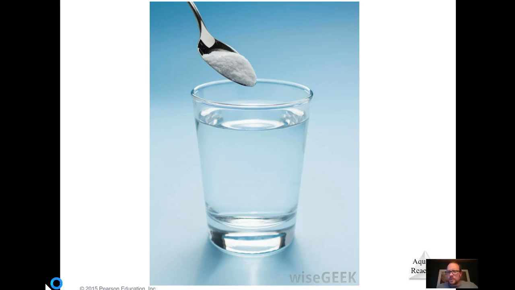All right, so the first thing I have up on the screen here, we have a glass of water and we have a spoon of salt that's going into the water, and this is exactly the type of thing we're going to be talking about. The name of this chapter is called Reactions in Aqueous Solution. Okay, so when we're talking about aqueous solution, the first thing we're talking about is aqueous. Aqueous means water. Okay, so we're talking about reactions that are occurring in water.